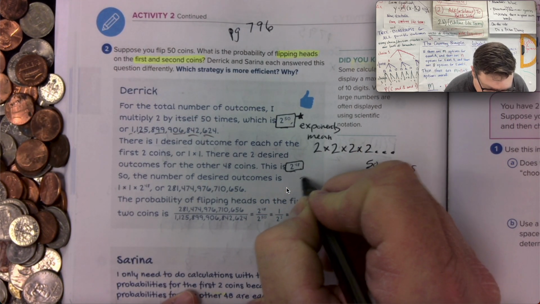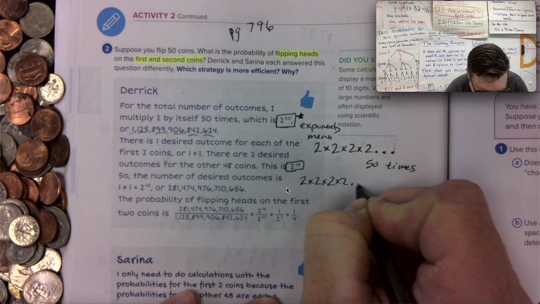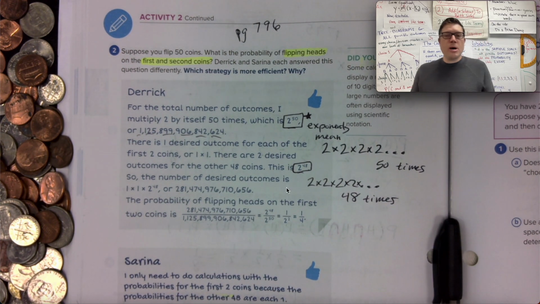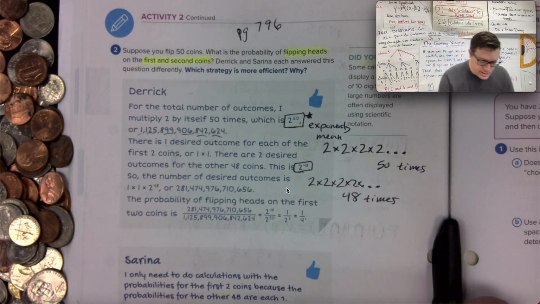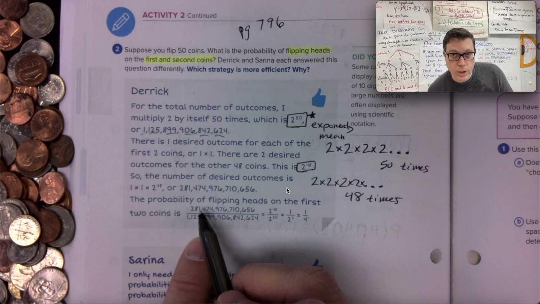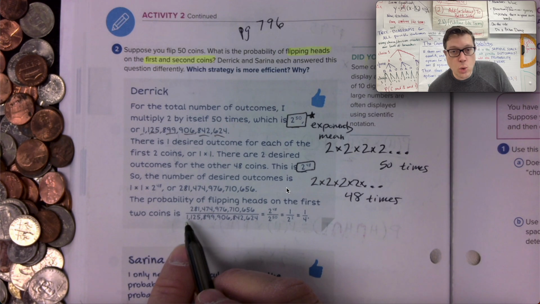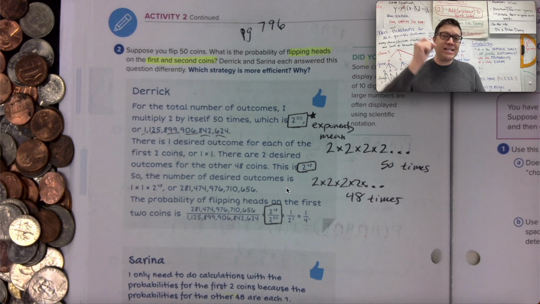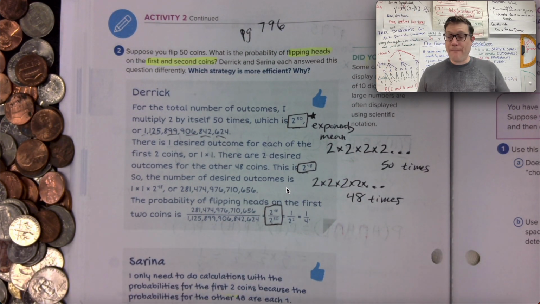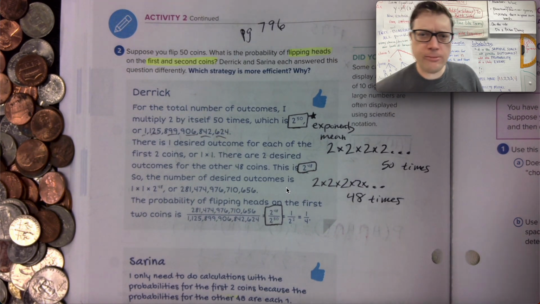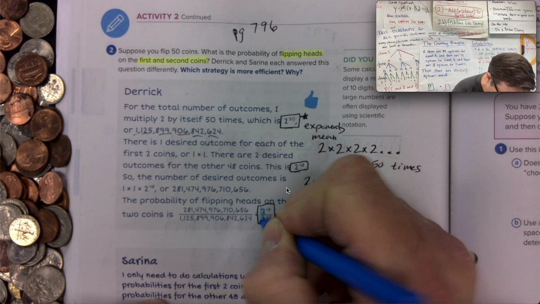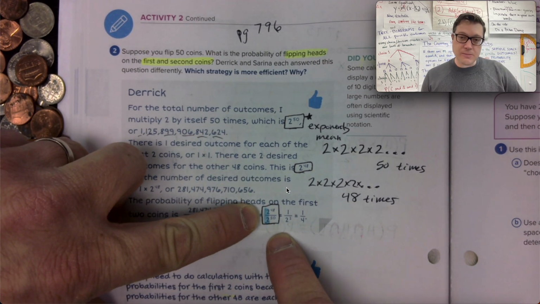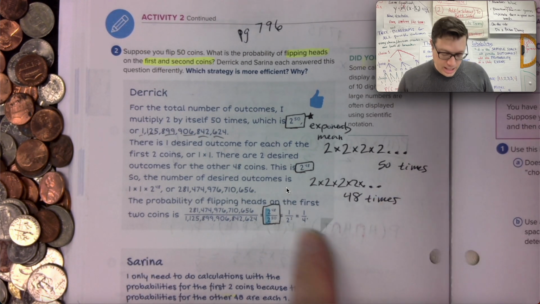2 to the 48 means 2 times 2 times 2 times 2, 48 times. Then he does some other simplification here. He realizes that he can take that 281 trillion number divided by that 1 quadrillion number, and he can rewrite them in exponent form. And a fact about exponents is if the bases match. Time for blue, because this is a totally random fact. If the bases, that's the big numbers with the little exponent up on their shoulder, if the bases match, then you can just subtract the exponents.